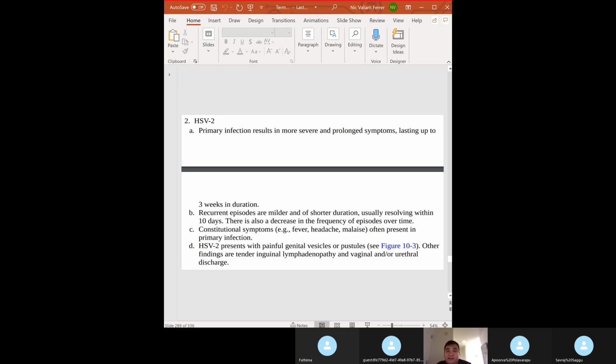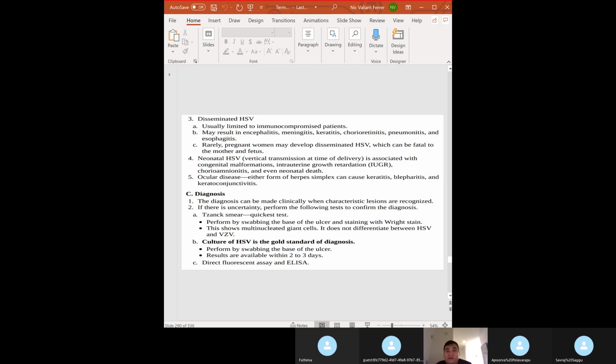HSV2, it's in the genitalia. So you have prolonged symptoms, you have constitutional symptoms or B symptoms, and you have painful genital vesicles or pustules. Don't forget, I've seen a question.